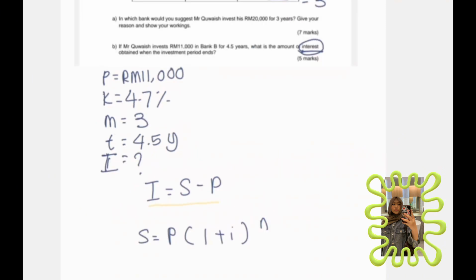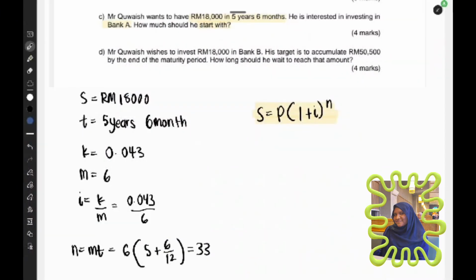The reason why I use these two formulas is that to find interest, as the question asks, we need to find the future value first, which is why we need to use this formula. Mr. Kuwash wants to have RM 18,000 in 5 years, 6 months. He is interested in investing in bank A. How much should he start with?